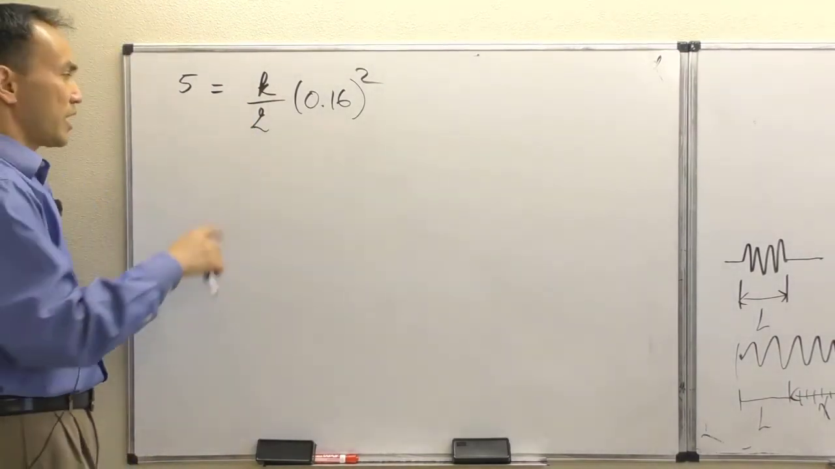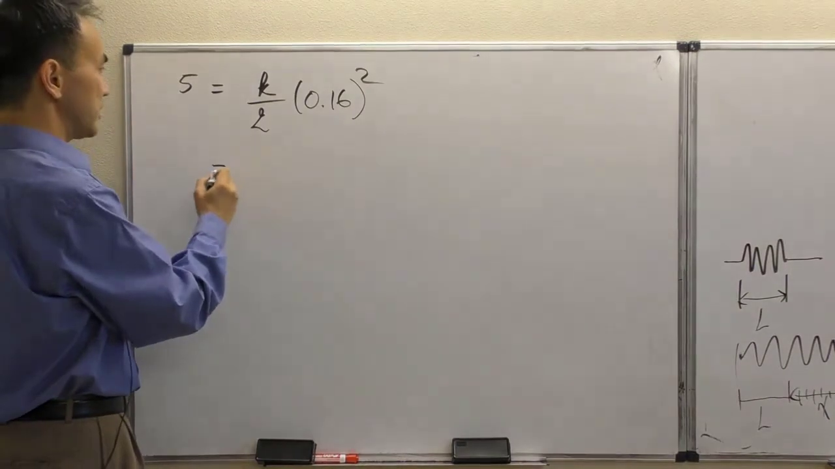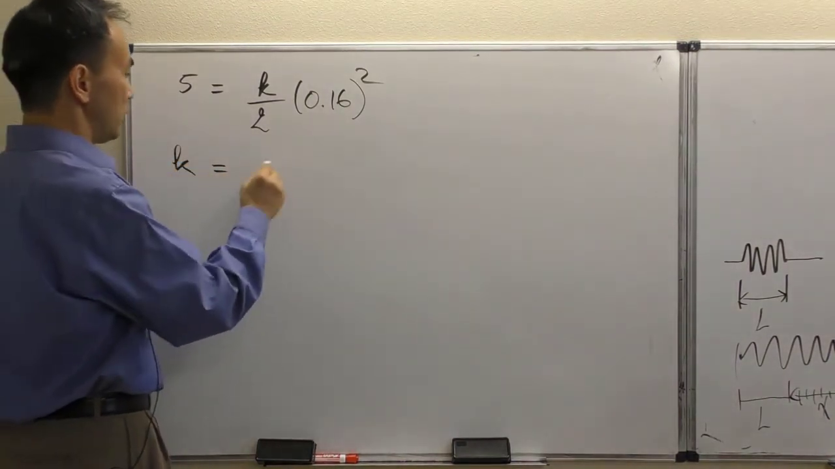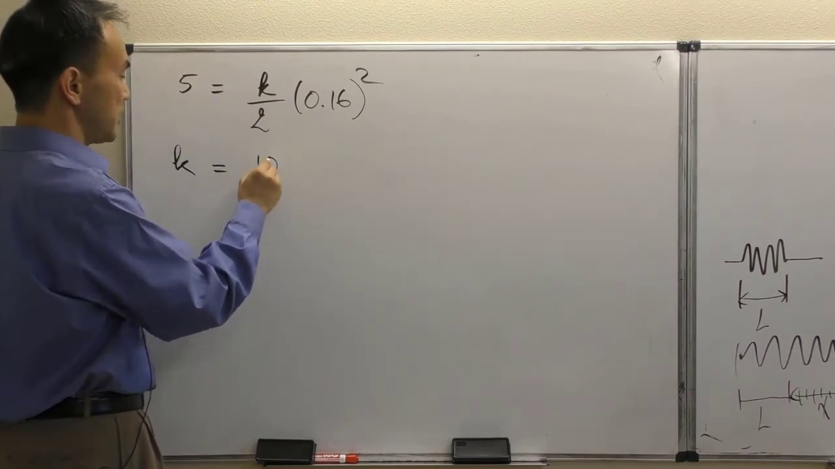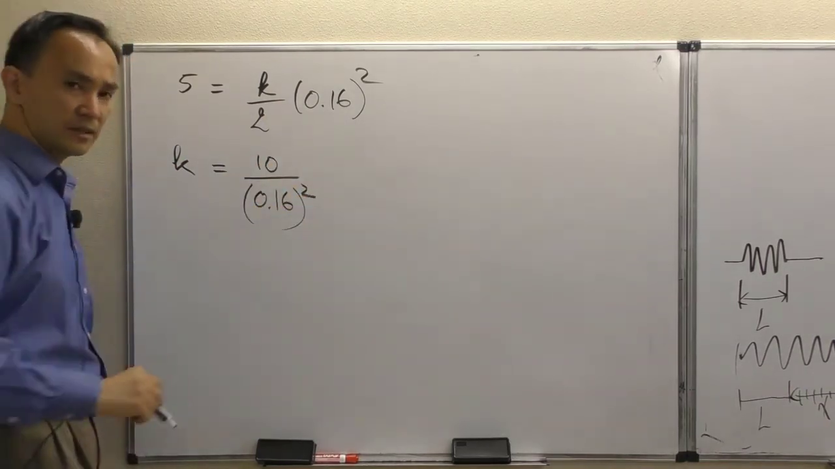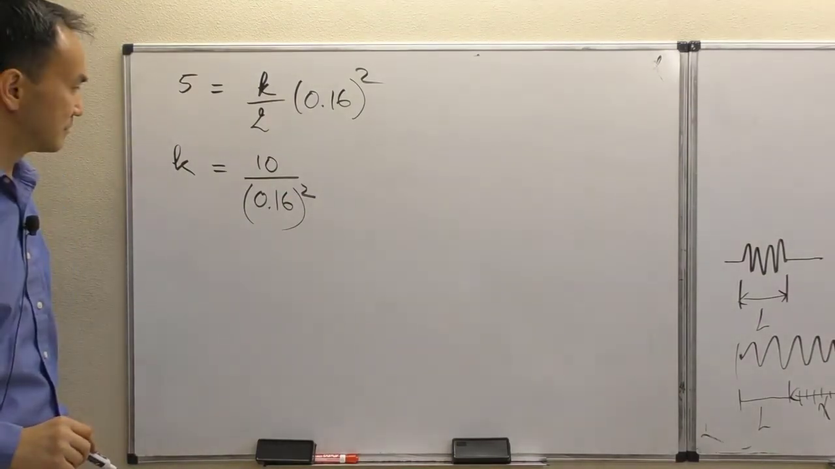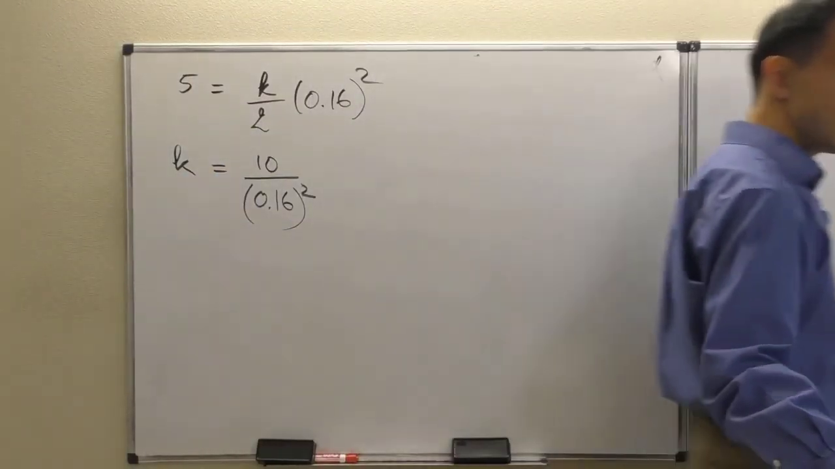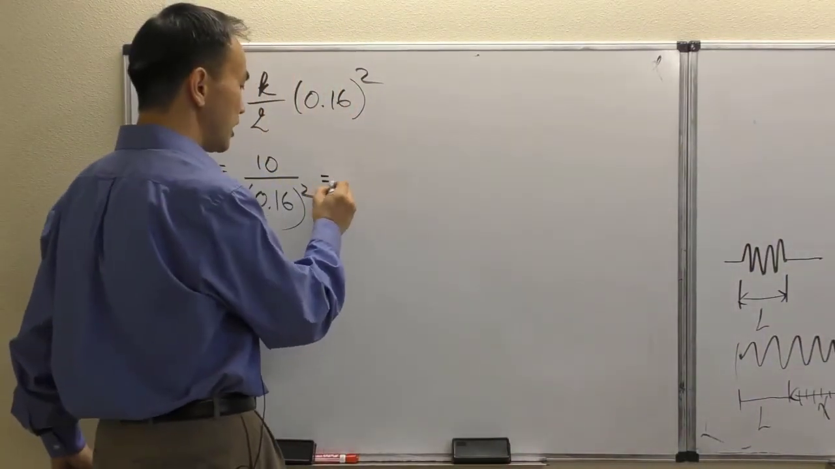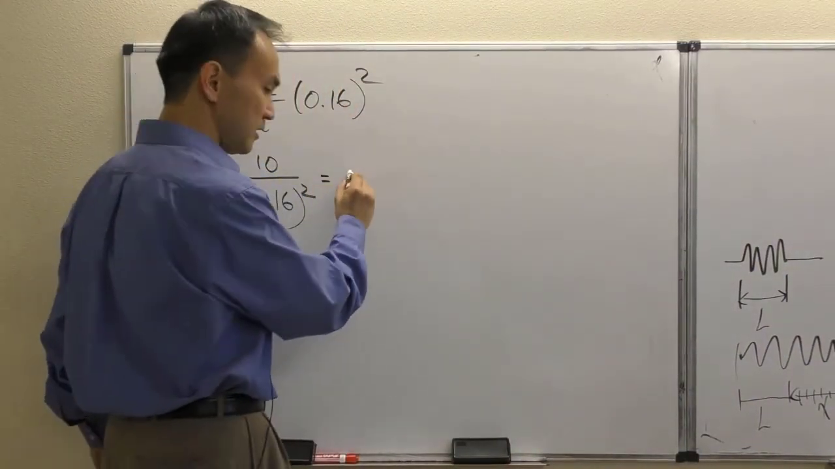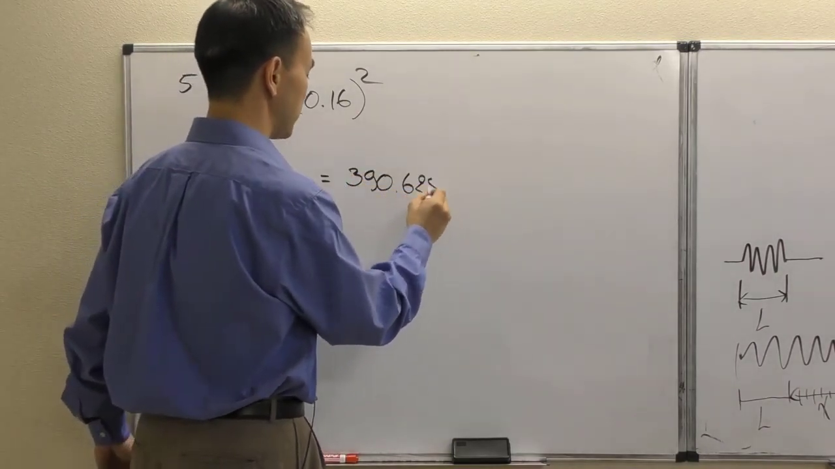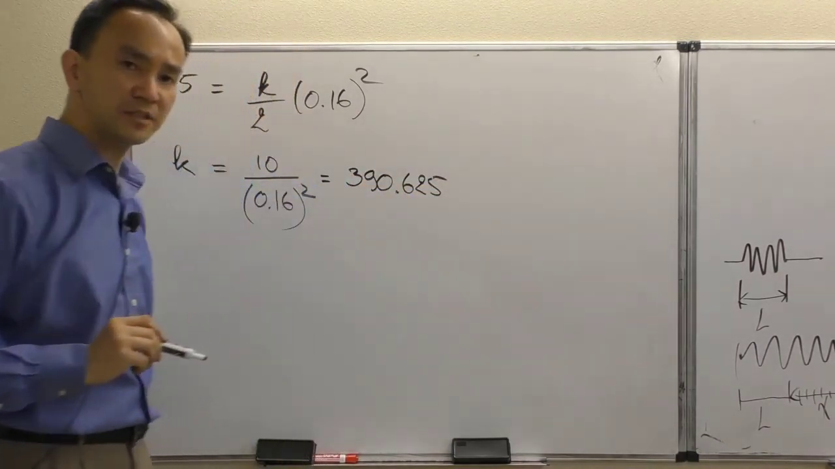And so in this way, I'm multiplying both sides by 2 and then dividing by the square of 0.16. So k should equal whatever comes out from 10 divided by 0.16 all squared there. Okay? So in that way, my spring constant now is found to be 0.625. It's a positive value for the spring constant.